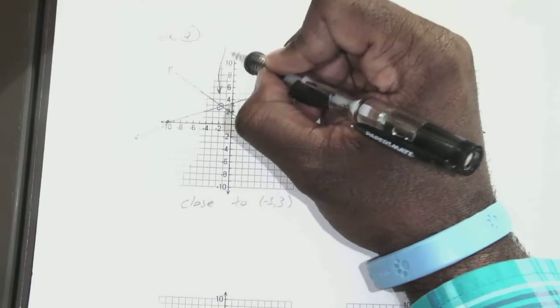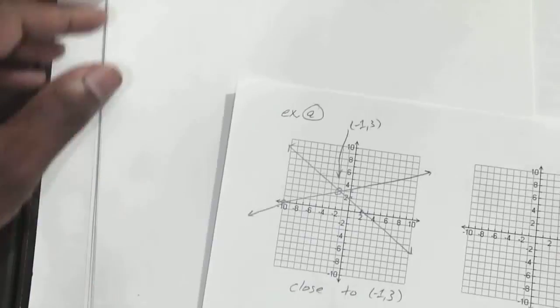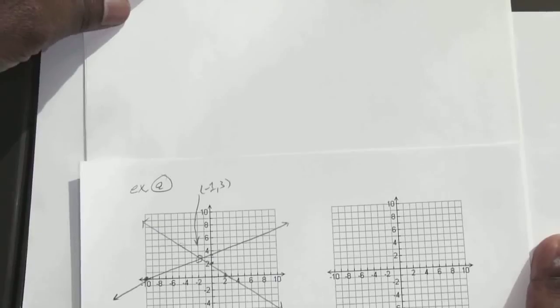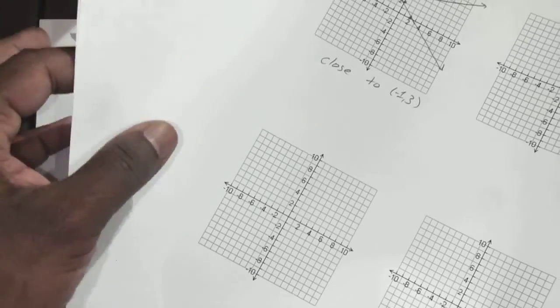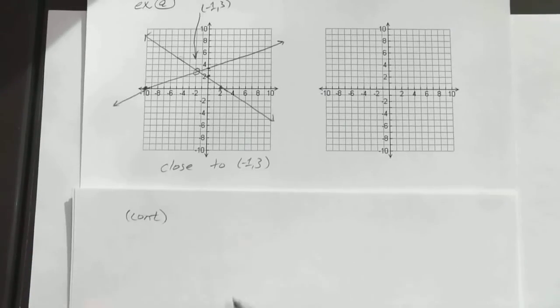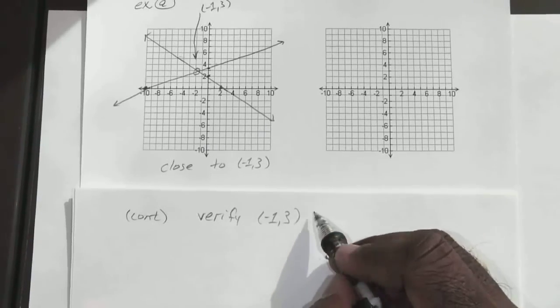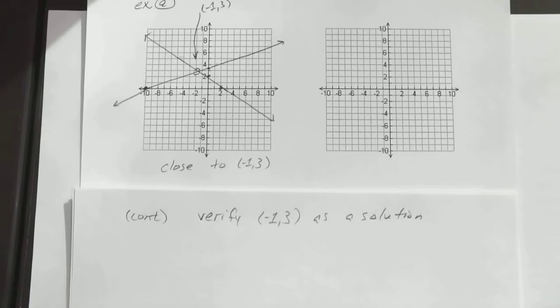Okay, so that is our -1, 3 point there. So if we go ahead and pull up a sheet just to verify it, I'll leave that showing. Or better yet, I'll just put that up top. Okay, this is just to verify -1, 3 as a solution. Okay, so we did just like we did before, we just plug it right in.